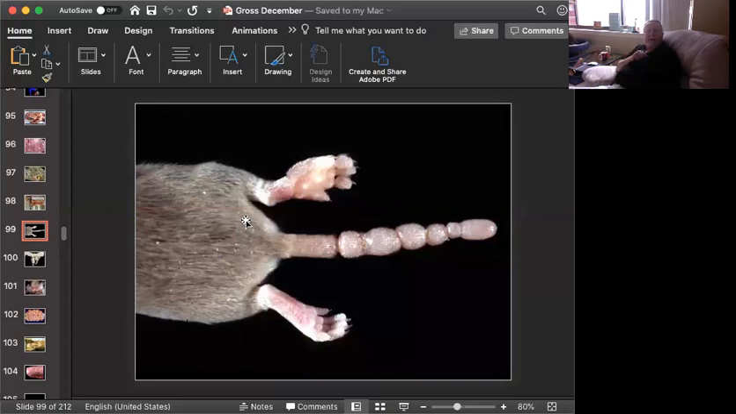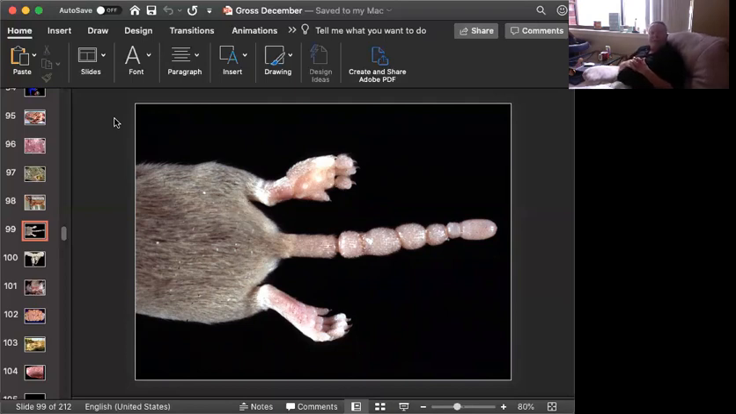Okay, slide number 5 is tissue from a mouse. What a classic disease. It's a great picture, and I would like for you to name this condition and give me the cause. Okay, time's up on this one.